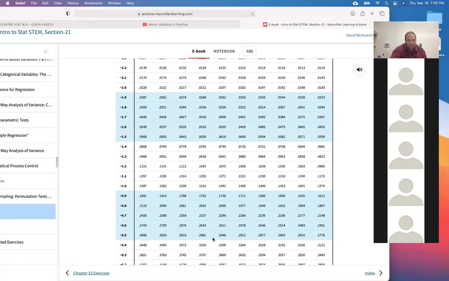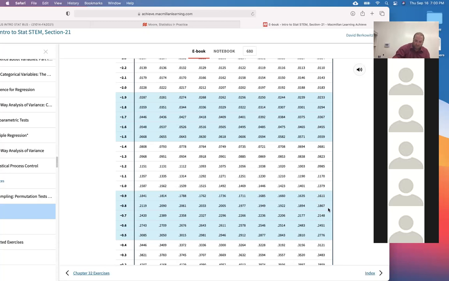Negative 0.8. So negative 0.8, and then the column is the last one, 9. So this tells me that the probability of being to the left of my z-score, to the left of negative 0.89, is 0.1867.